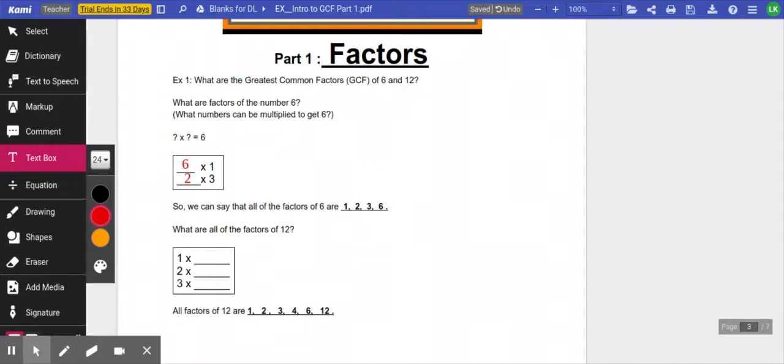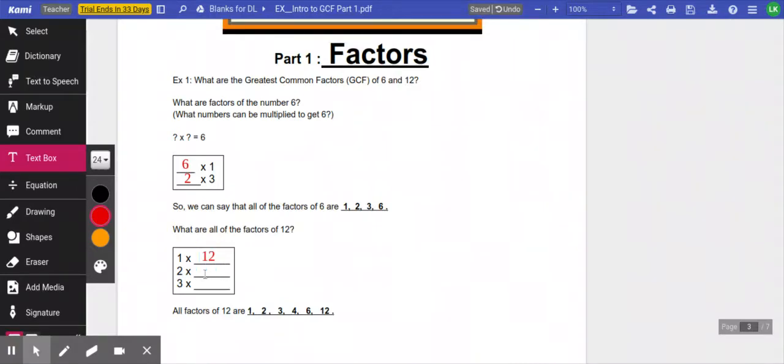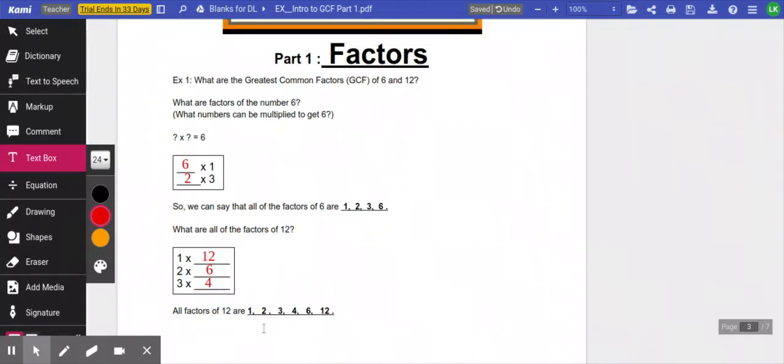So we're going to look for the greatest common factor between the numbers 6 and 12. So we just found all the factors for 6. Let's find all the factors for 12. You can also think about factors as being numbers that you can divide a number by. So 1 times 12, or I can divide 12 by 12 and 1. 2 times 6 would give me 12, and 3 times 4. Okay, again, now that I have all these numbers, I'm going to go ahead and write them in order. So from small to big, 1, 2, 3, 4, 6, and 12.